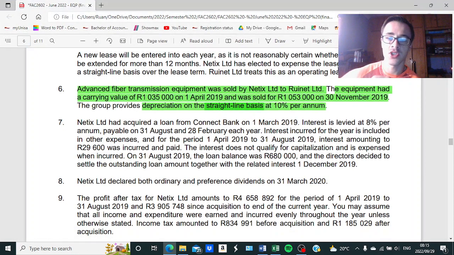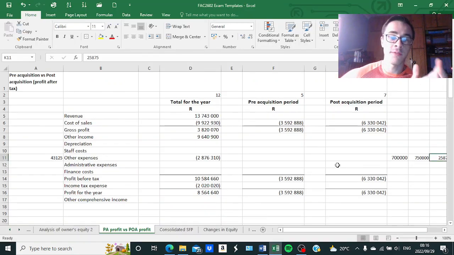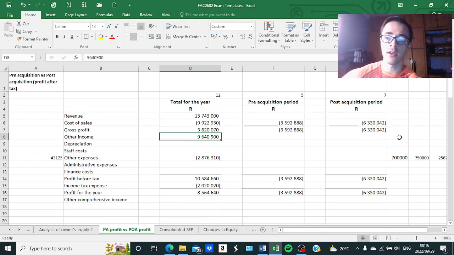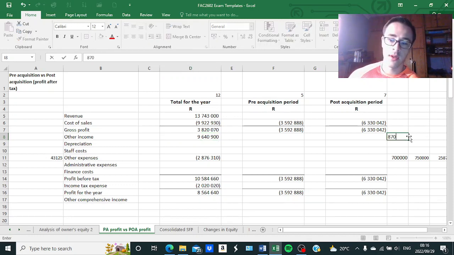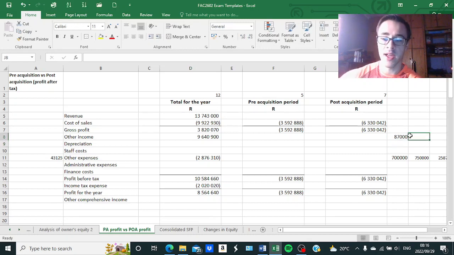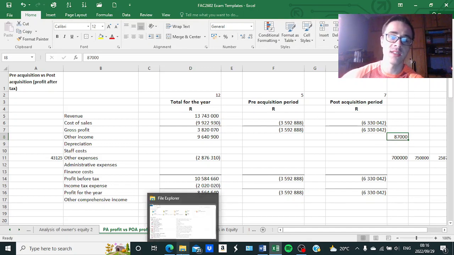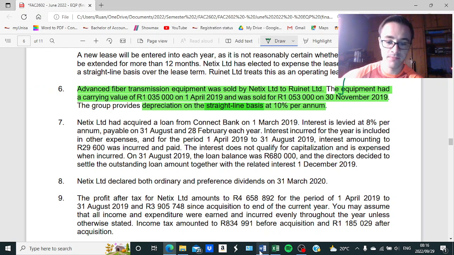According to your information, the date of sale was on the 30th of November 2019, which means that the profit was made on that date. So how will it affect our calculations? Remember that the profit made by Netix Limited will be included in its other income. And because it was made in the post-acquisition period, we need to include the full amount as such. So 87,000 Rand, which is part of other income, must be allocated in full to the post-acquisition period because it only relates to that period.